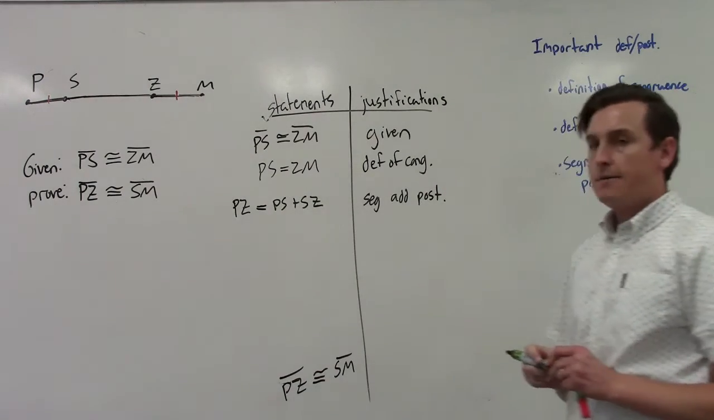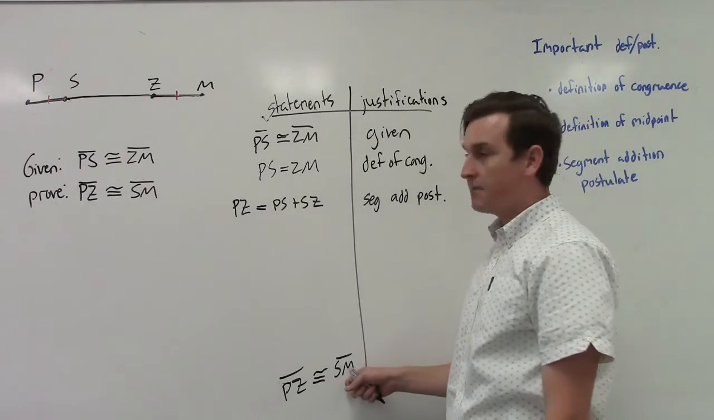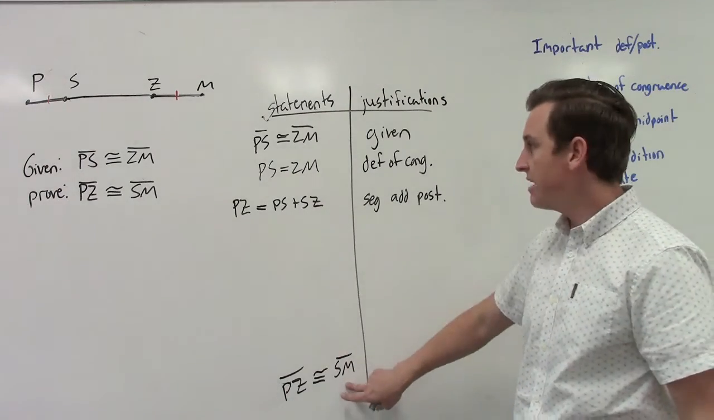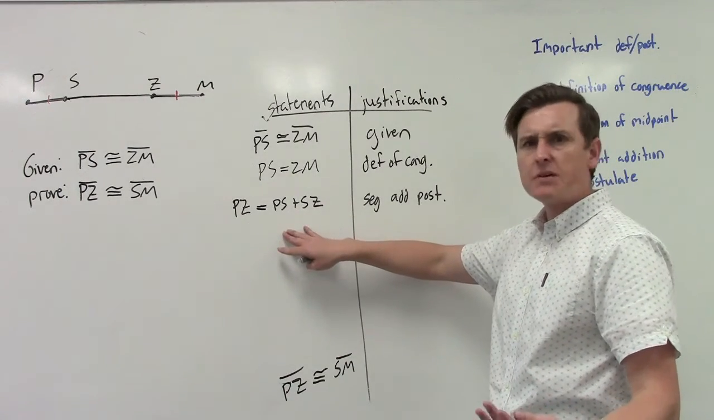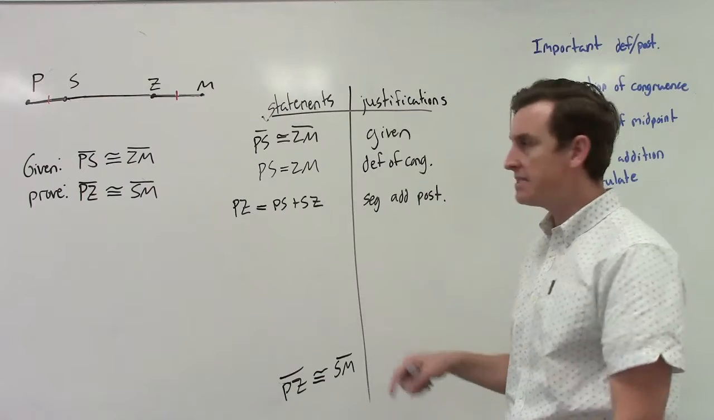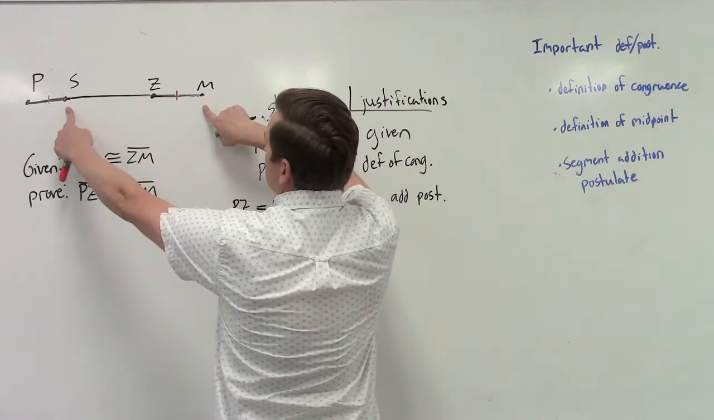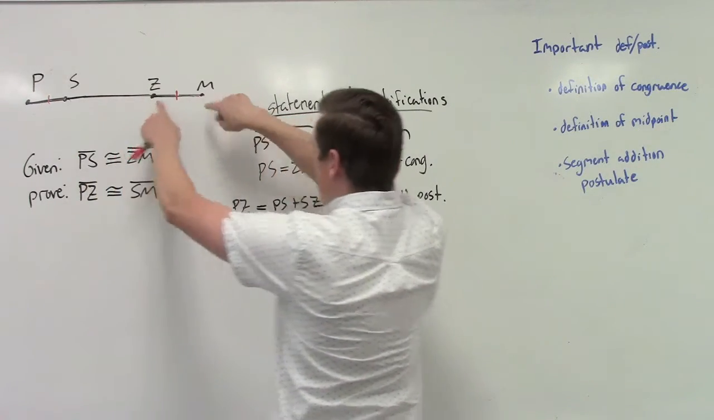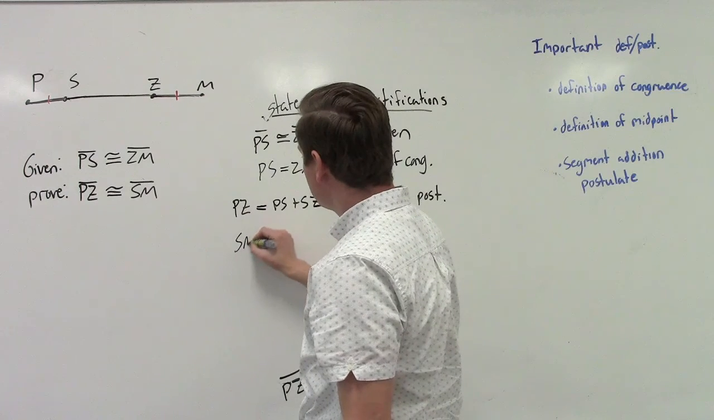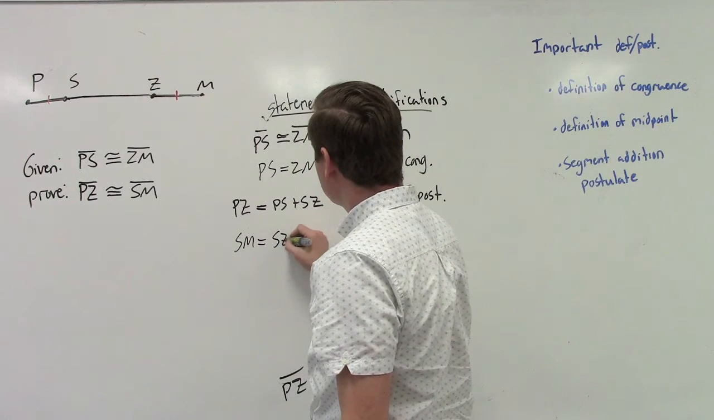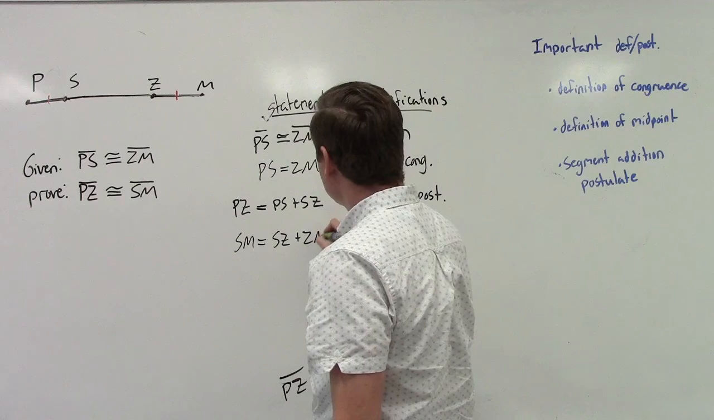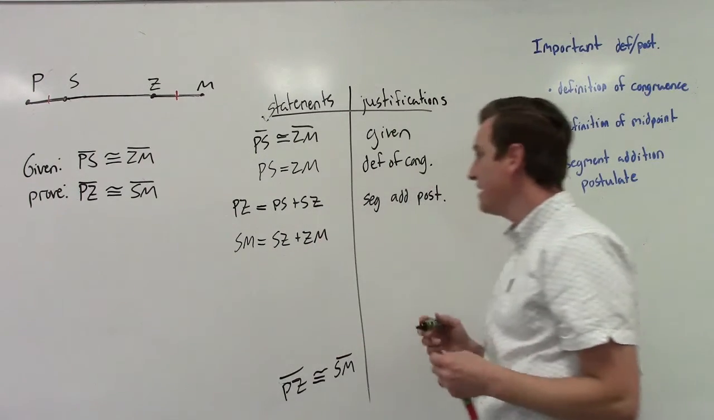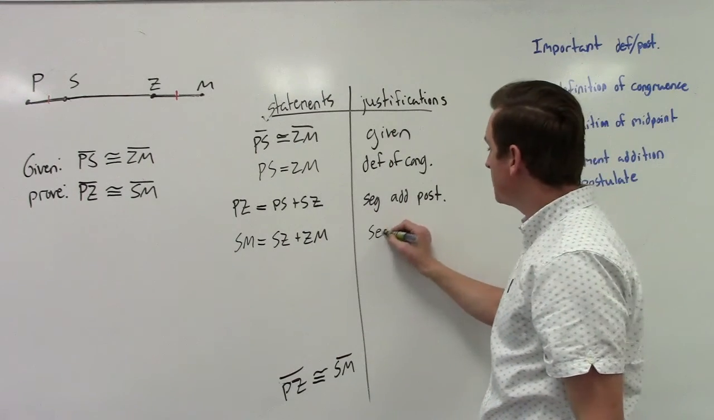We can do something similar for SM, right? If we want to say something about SM in the end, we better figure out what SM is equal to and start using the pieces that we know. So SM is equal to SZ plus ZM. And that's the same reason, segment addition postulate.